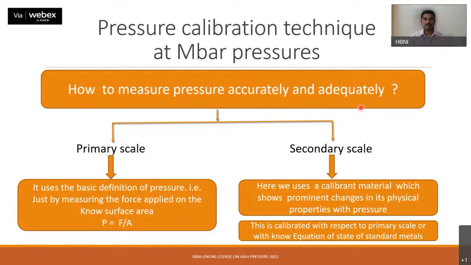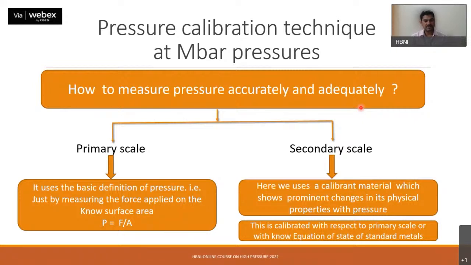So, pressure scale calibration at megabar pressures. The question is how to measure the pressure accurately and adequately. It is very important to measure pressure inside your sample chamber. And I assume that some things have already been told to you by Dr. Himanshu Poswal. There are two kinds of scales, primary scale and secondary scale.